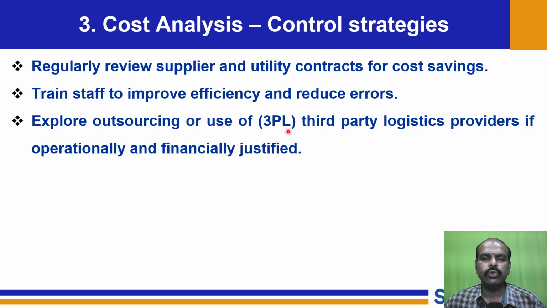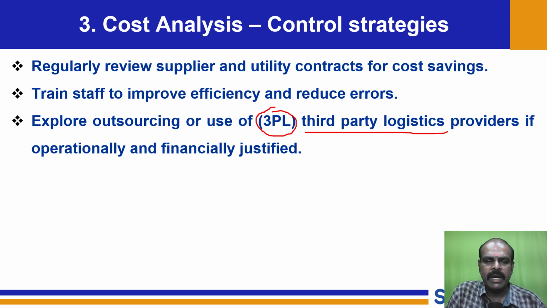Explore outsourcing or use of 3PL. Please understand this part. 3PL often comes up in the warehouse category, or you may develop your career in this area. 3PL plays a very crucial role. 3PL is none other than third-party logistics. Rather than having our own logistics, we depend on or tie up with regular logistics providers. So this plays a crucial role in warehouse automation. Rather than our own logistics, we can try other third-party logistics providers if operationally and financially justified. Not for all cases; if it is applicable for us, we will think of it.